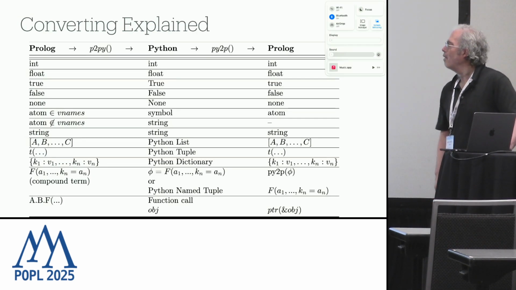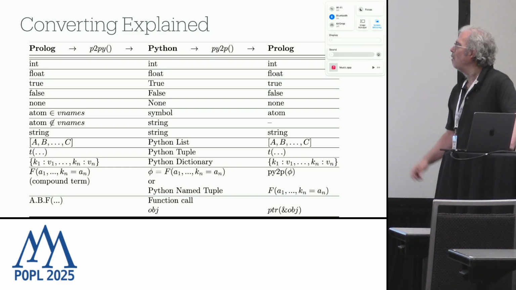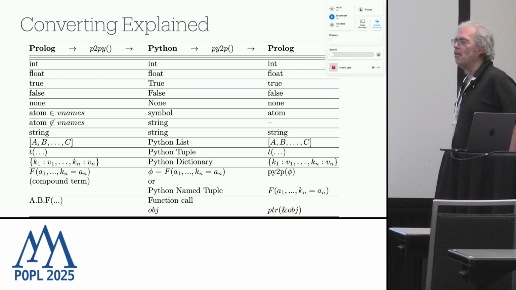So these are the type maps that we use for doing the conversion between Prolog and Python. Integers get to be integers, and they get sent back to integers, so Prolog to Python, and then Python to Prolog. Floats are floats, so they are floats again. So far so good. True is true, which is true. False is false, which is false. None is none, which is none. None doesn't have a special meaning in Prolog, but we adapted one.